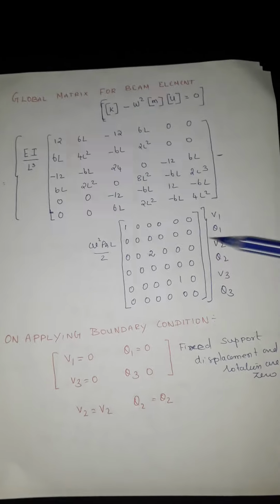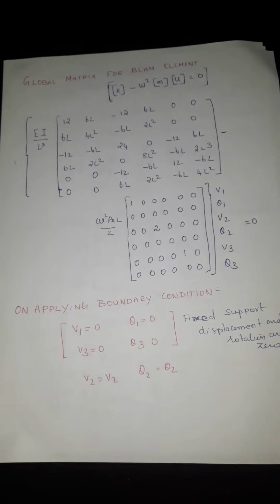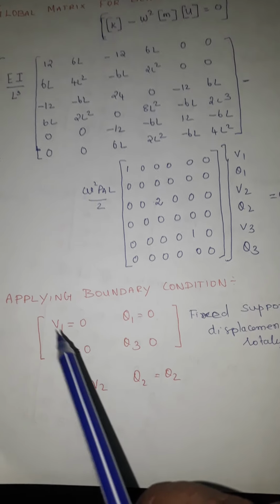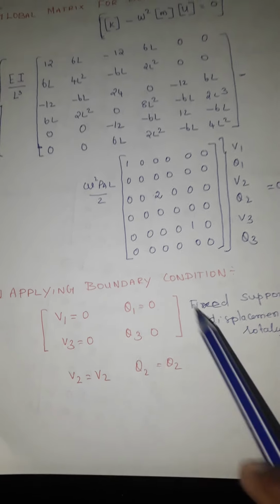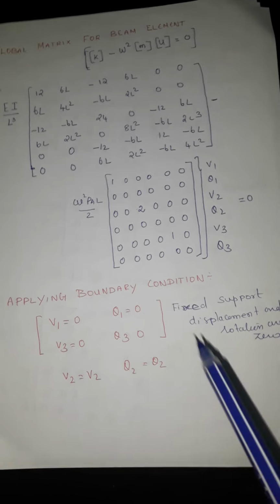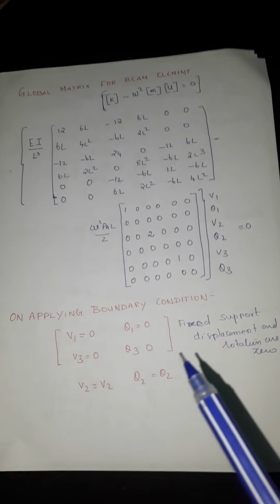So now, after getting the finite element equation, what we are going to do is apply the boundary conditions. That boundary conditions, we know both ends are fixed. So this is 0, this becomes 0. So V1, theta 1, this one: no displacement, no rotation. So this is 0. So V2 is equal to V2. It means V2 has a displacement and V3 is there. So we don't want to consider this here because we are going to find out the natural frequency. We are not going to concentrate on the displacements.